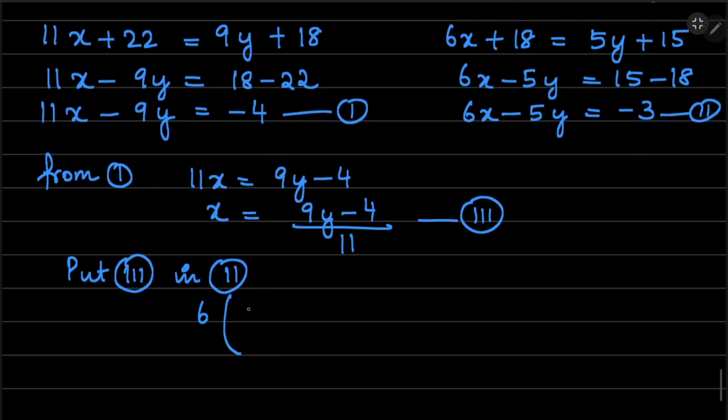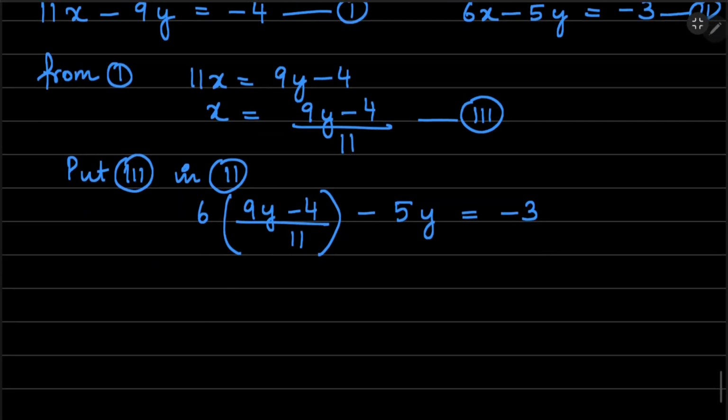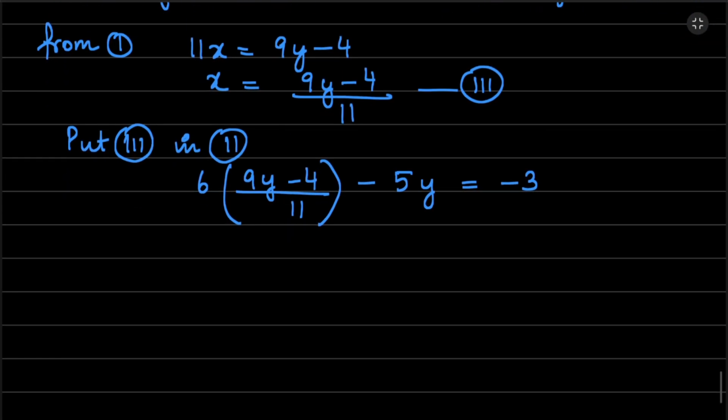6 multiplied by, in place of x, I am going to write 9y minus 4 by 11, minus 5y. So everything is in terms of y, equal to minus 3. Correct? So what is 6 into 9? 54. 6 4s are 24. So 54y minus 24 divided by 11 minus 5y equal to minus 3. So many students make this mistake. They directly take 11 to the other side. You cannot take it unless you take the LCM.